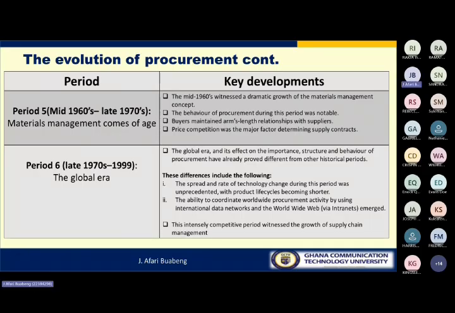So the global era and its effect on the structure and behavior of procurement have already proved different from other historical periods. These differences include the following. The spread and rate of technology change during this period was unprecedented, with product life cycles becoming shorter, the ability to coordinate worldwide procurement activity by using international data networks, and then the internet emerged.